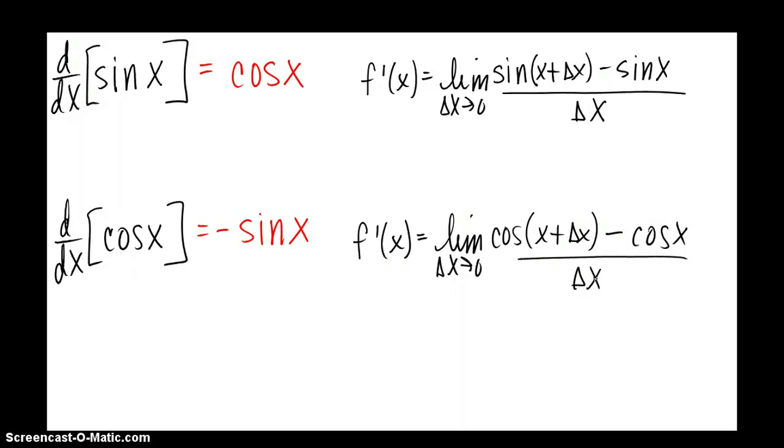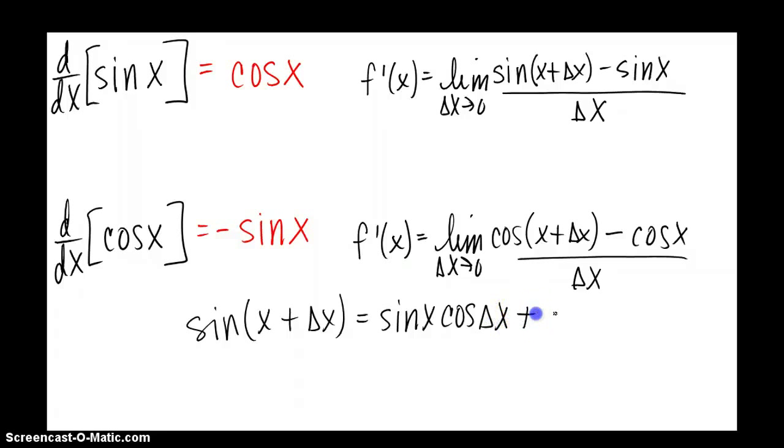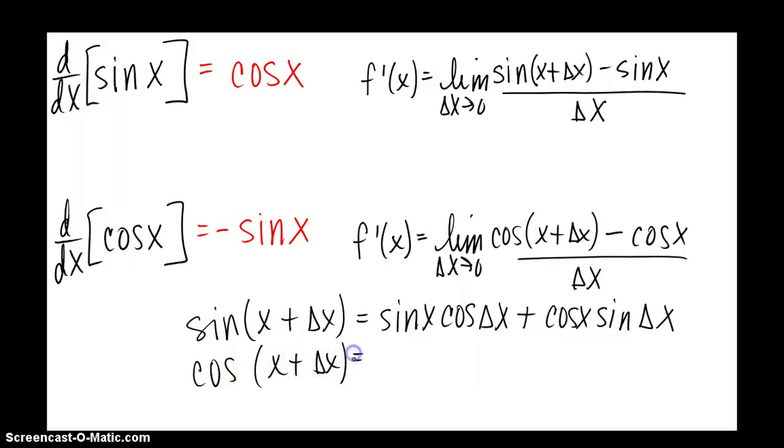So notice both of these derivatives are going to require these expansions. Sine of the first, cosine of the second, keep the operation the same, cosine of the first, sine of the second term. And then the cosine of x plus delta x: cosine of the first term, cosine of the second term, switch the operation, sine of the first term, sine of the second term. So that's your homework. Prove those derivative rules.